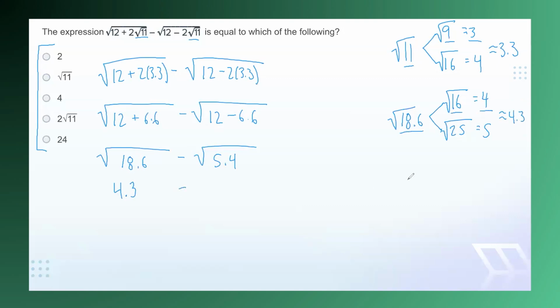Moving on to our next term, the closest perfect squares to 5.4 are going to be 4 and 9. So the closest integer square roots to the square root of 5.4 are going to be 2 and 3. As before, 5.4 is quite a bit closer to 4 than it is to 9, so the square root of 5.4 is going to be closer to 2. I'm going to estimate this one at 2.3. Doing the subtraction, I get 4.3 minus 2.3, which happens to be exactly 2, or exactly answer choice A.